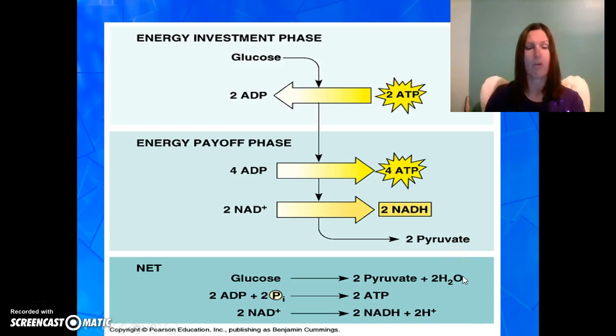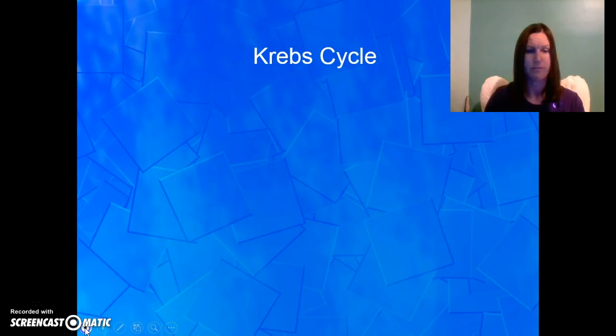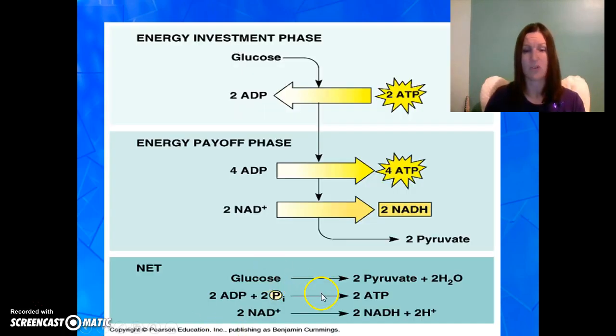Okay, so what we get here, our net, is that glucose yields 2 pyruvate, and we actually get water from it as well. We get 2 ATP coming from the phosphorylation of ADP, and we get 2 NADH from the reduction of NAD.